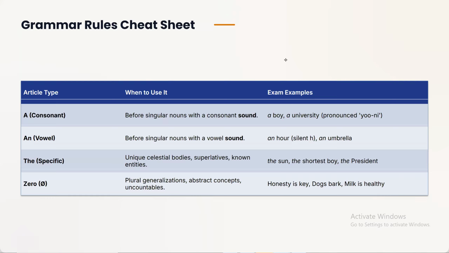Okay, let's move on to the next one. An. We have an umbrella. Umbrella, the sound is a vowel. So that would take on an. Now something specific.